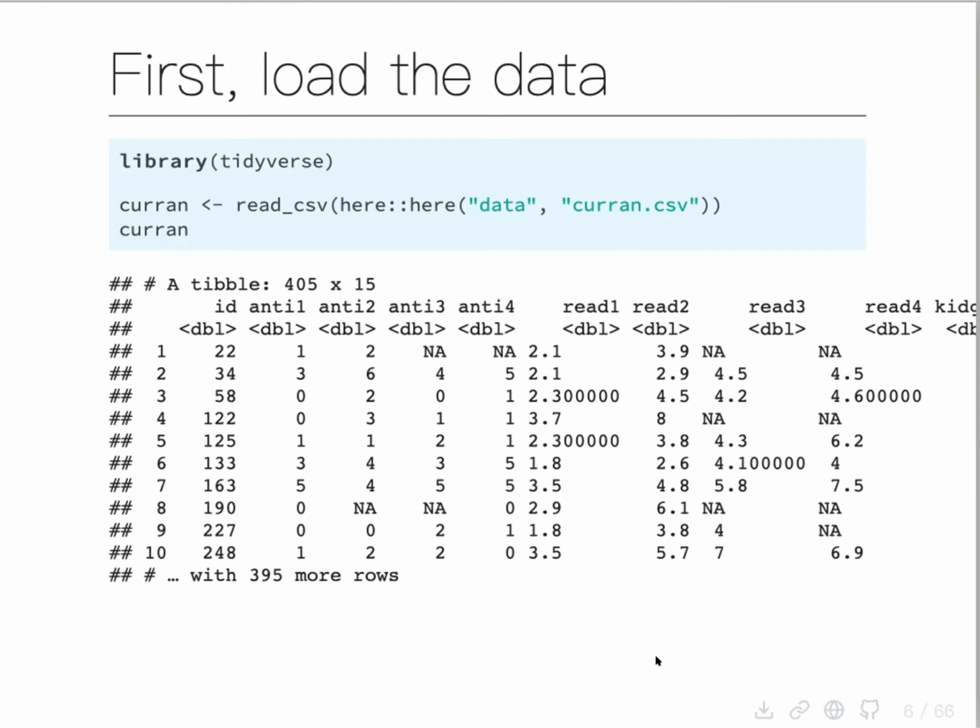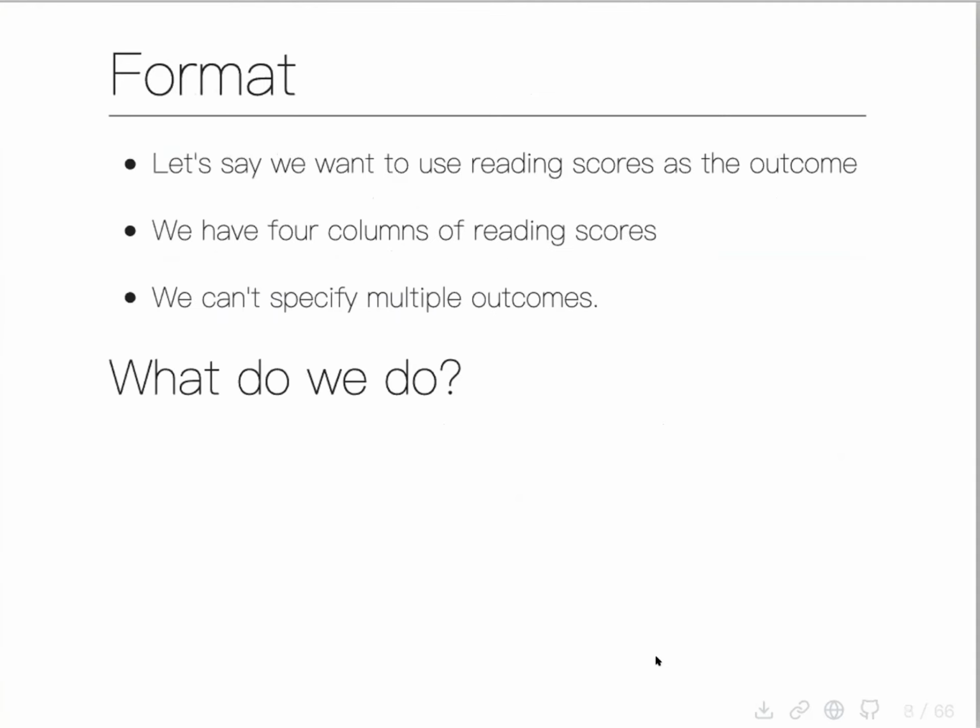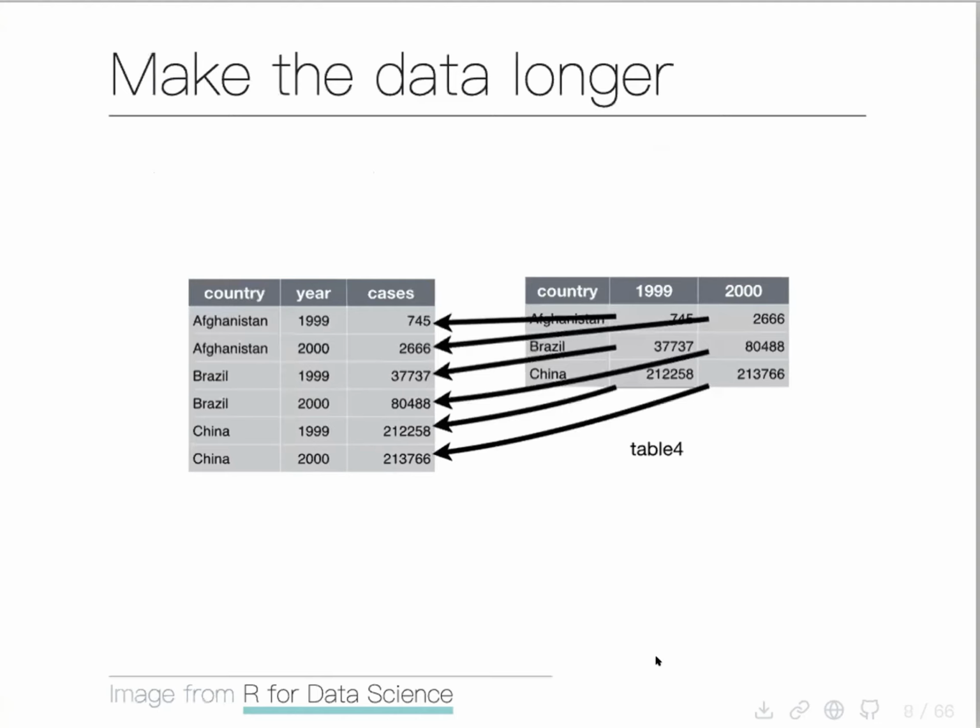And we basically want to look at change over time. So this is a within subjects design. We can't specify multiple outcomes. We can't say the outcome is read 1, read 2, read 3, read 4. So what do we do? We make the data longer.